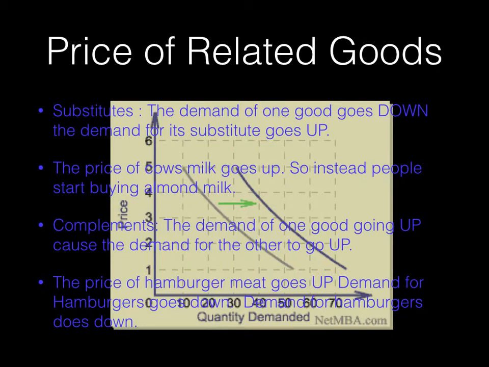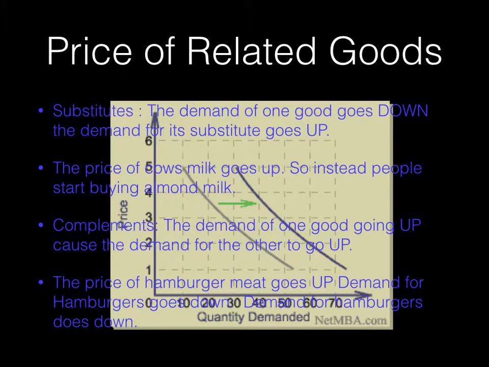So now we're going to look at something that's really neat. It's called price of related goods. And there's two types: substitutes and complements. So we're going to look at substitutes first. Substitute says as the demand for one good goes down, the demand for its substitute goes up.